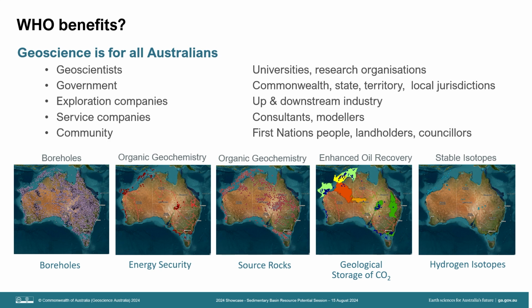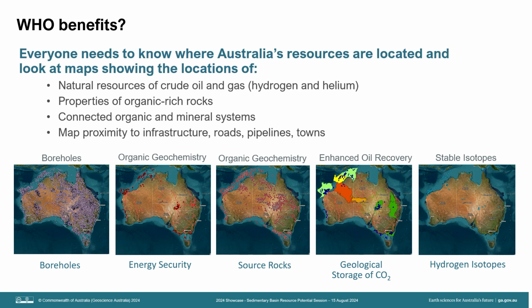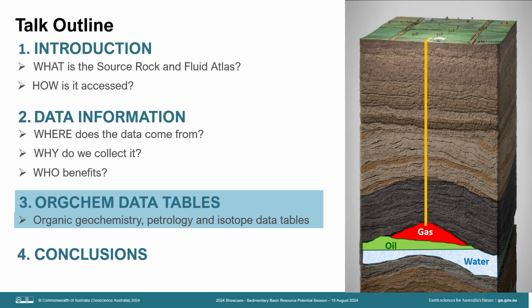So who benefits? Geoscience is for all Australians. Although the Source Rock and Fluid Atlas contains highly technical data and is primarily used by geoscientists in research organisations, government and companies, everyone should be able to find out where Australia's resources are located and what information is available for a borehole drilled anywhere on country. So the last section of my talk lists the data tables available in the Atlas and gives some examples of how we are using the data.